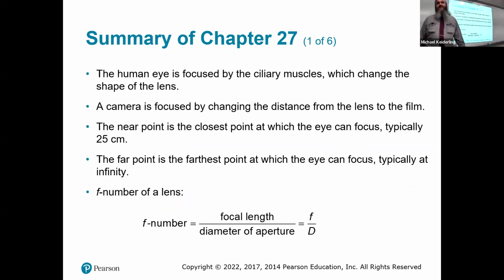So the human eye is focused by the ciliary muscles, which change the shape of the lens, while a camera, on the other hand, is focused by changing the distance from the lens to the film. The near point is the closest point at which the eye can focus, typically around 25 centimeters. It varies from person to person, and it gets worse as you age. Hence, reading glasses. The far point is the furthest point at which the eye can focus, typically at infinity. The F number of the lens is the focal length divided by the diameter of the aperture. It gives an idea about how much light is passing through.